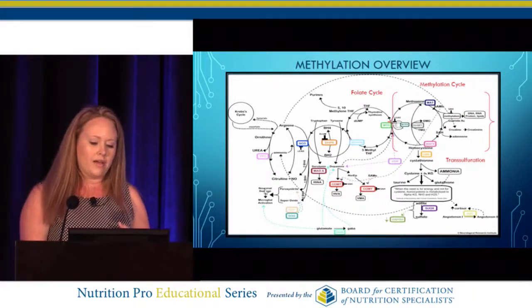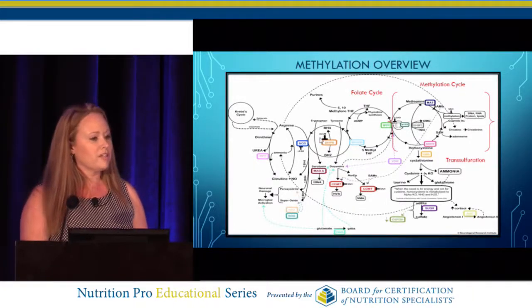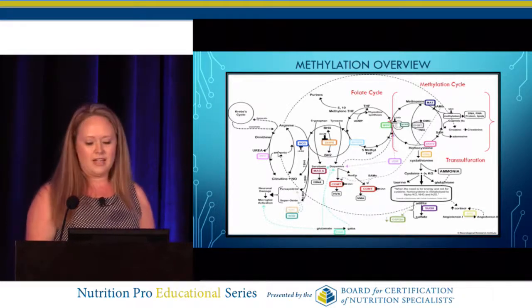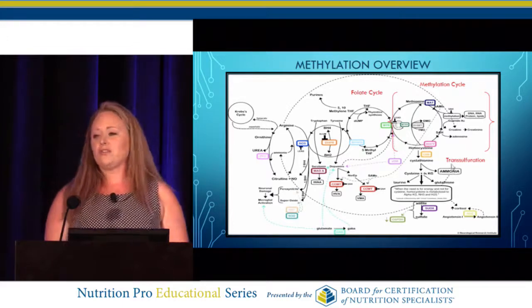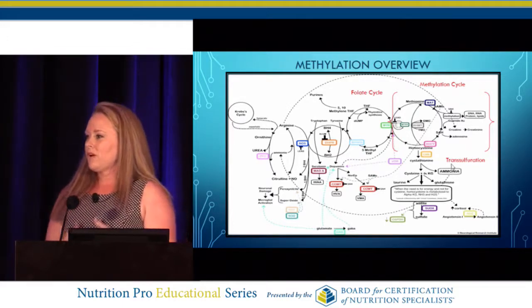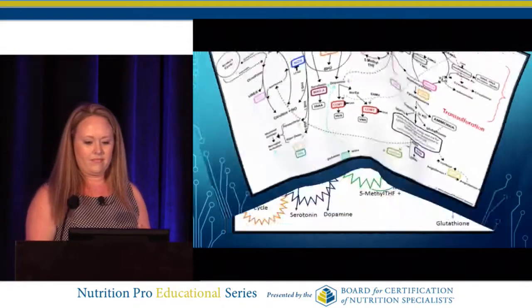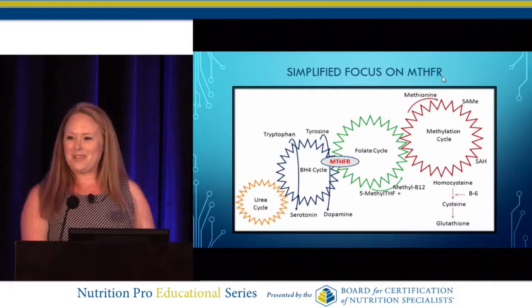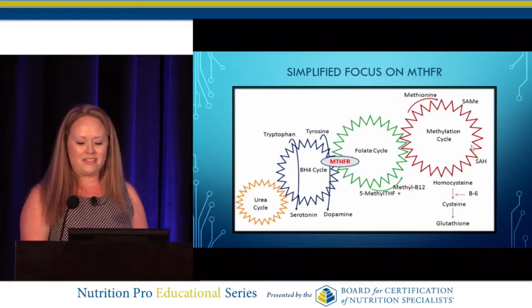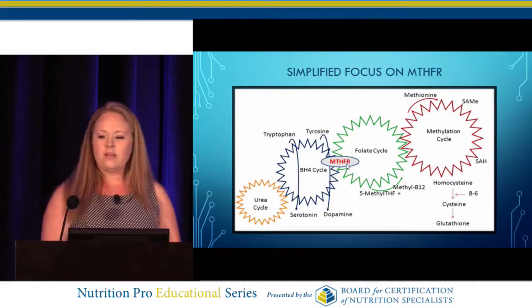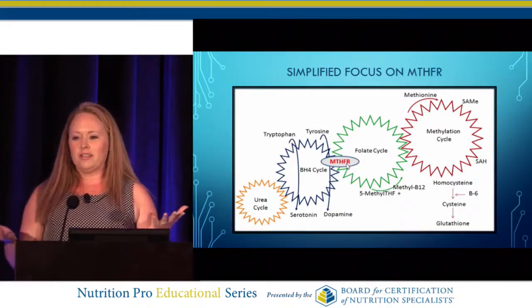Over here is the Biopterin cycle, so this is your neurotransmitter cycle, the urea cycle, which unfortunately we don't have time to get into today, and then Transsulfuration, which is a fancy name for homocysteine catabolism. This is an easier picture to look at. Again, we have the methylation cycle, the folate cycle, Biopterin cycle, urea cycle, and Transsulfuration. But here in the middle, we have what I call our celebrity SNP.